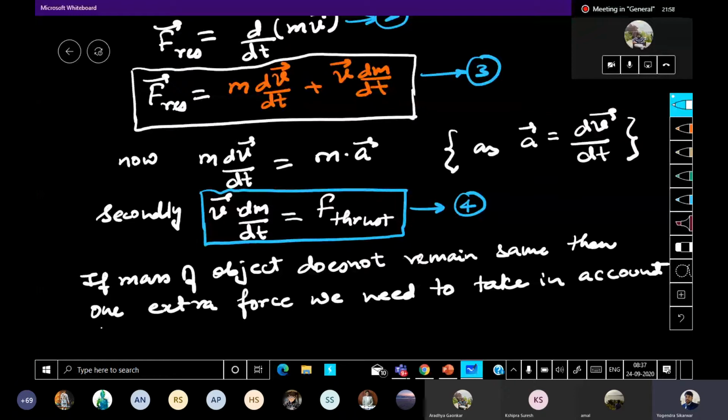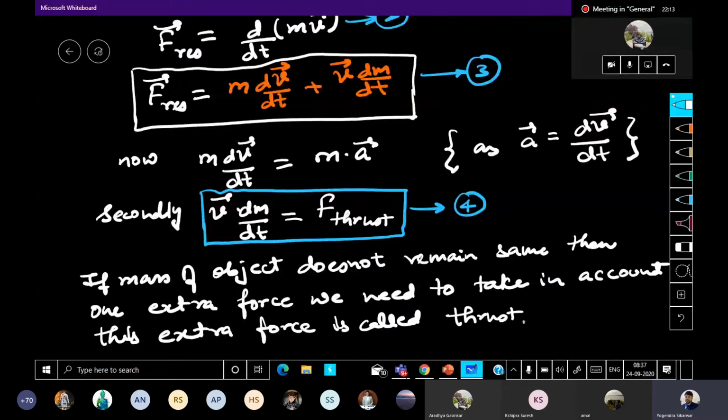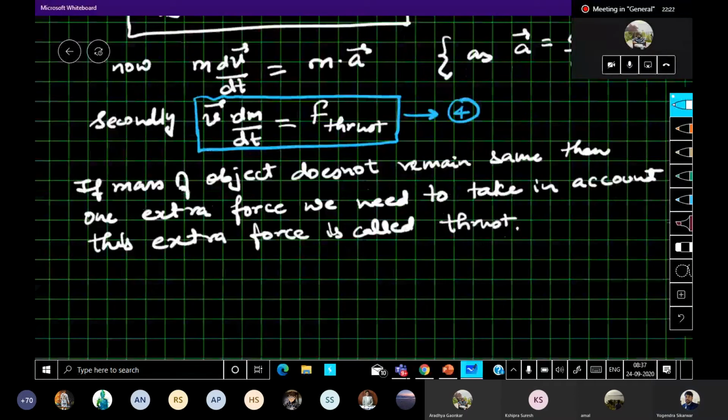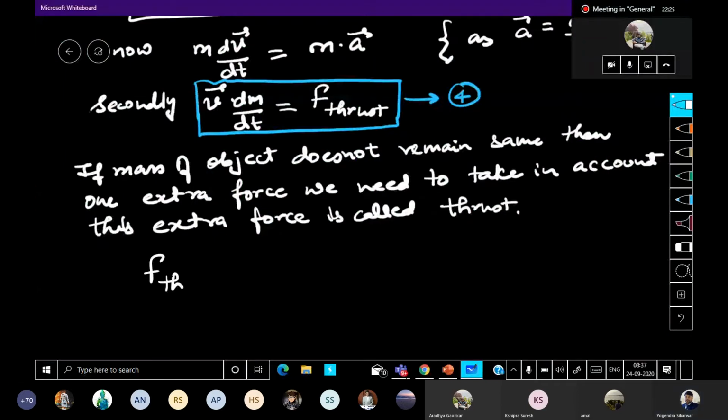This extra force is called thrust. So this is very important. F thrust is equal to V vector into dm by dt.